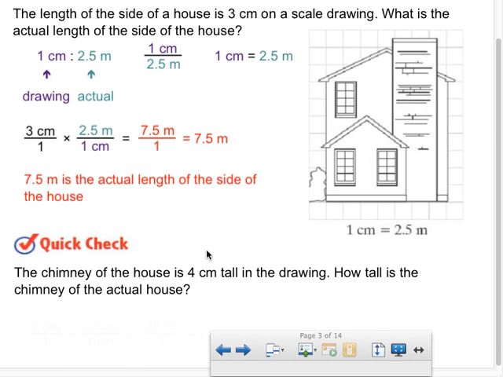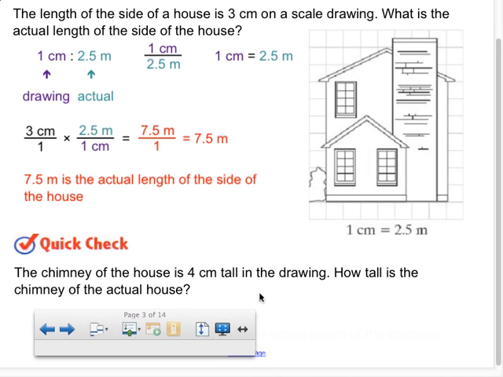Okay, now what I want you guys to do, same house, except they want you to figure out what is the actual height of the house. We're using the same information, except now we're given the height of the house. So who can walk me through this? Somebody I haven't heard from yet would be nice.